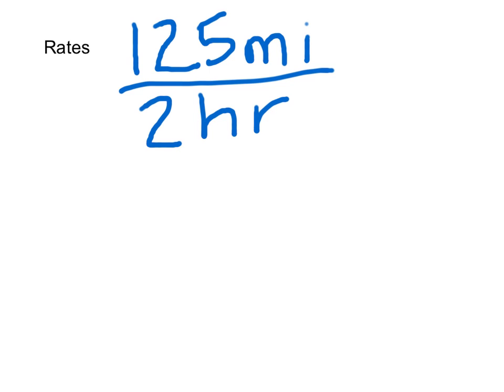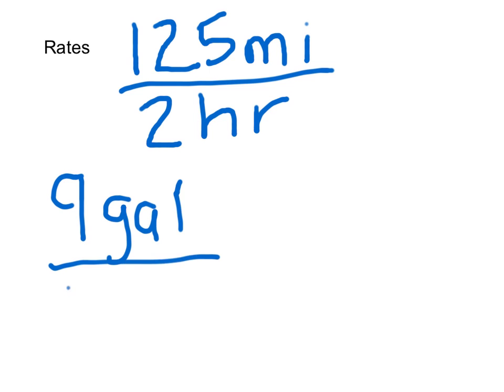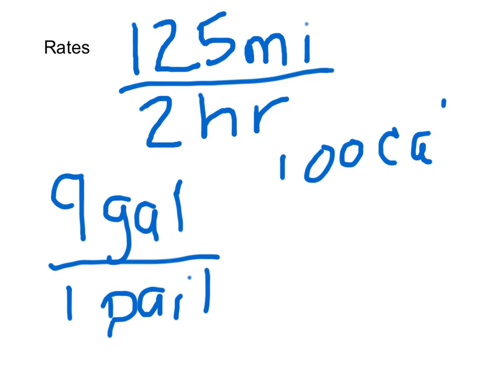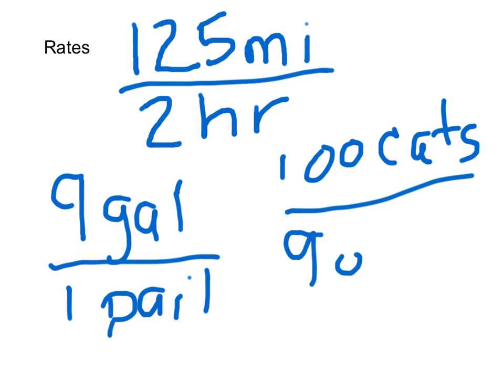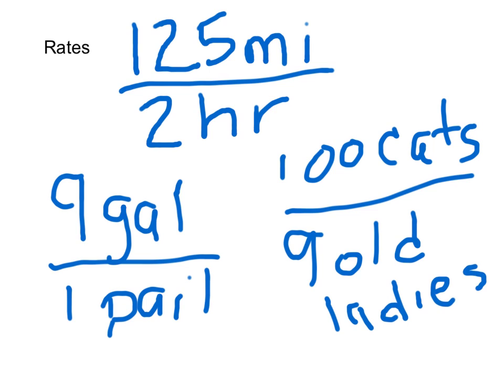I could have other rates. I could say 9 gallons in 1 pail. I could say 100 cats per 9 old ladies. I'm comparing cats to old ladies, gallons to pails, miles to hours in these 3 rates.